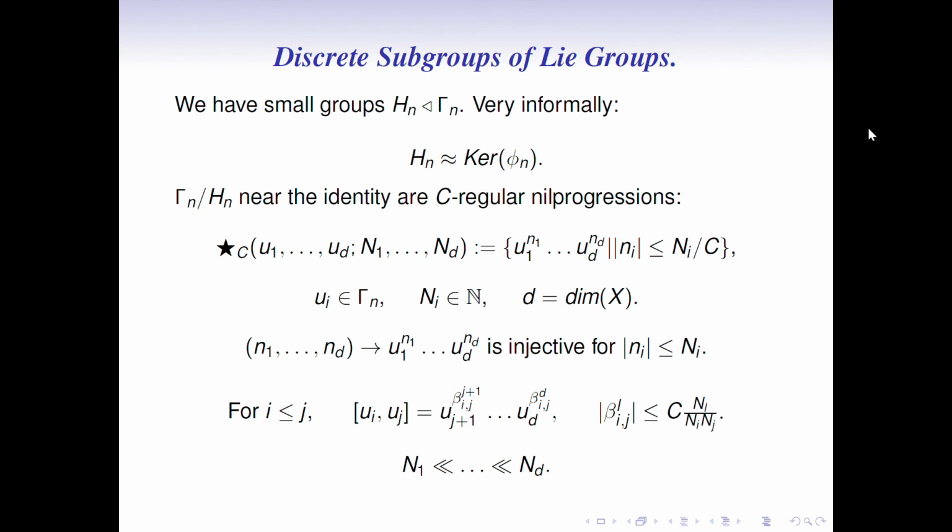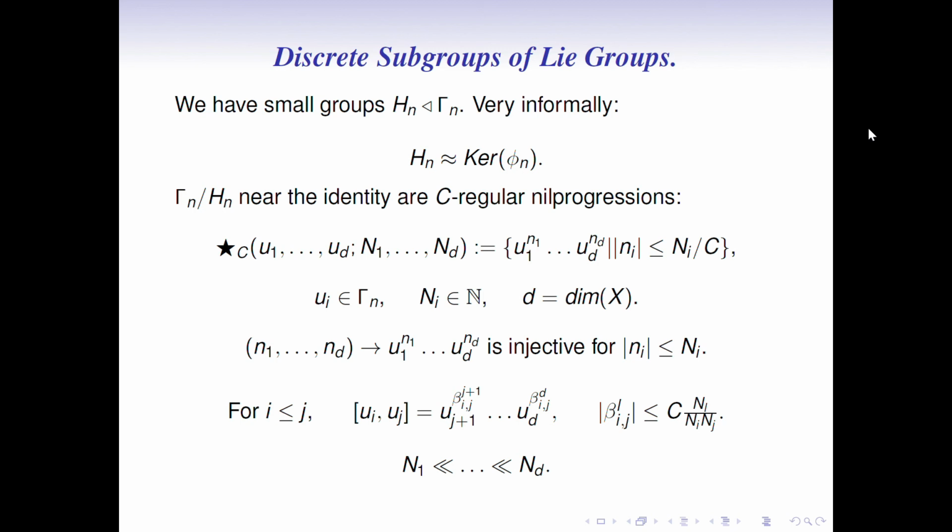For a positive C, a C-regular nil progression is a very simple object with a slightly complicated definition. A C-regular nil progression is a subset of a group built out of D generators, U1, U2, and so on until UD, and the dimensions N1, N2, and so on until ND. A piece of the nil progression consists of elements of the group which can be written in a unique way as a power of U1 times a power of U2, and so on times a power of UD, in such a way that the power of Ui is smaller than Ni over C.